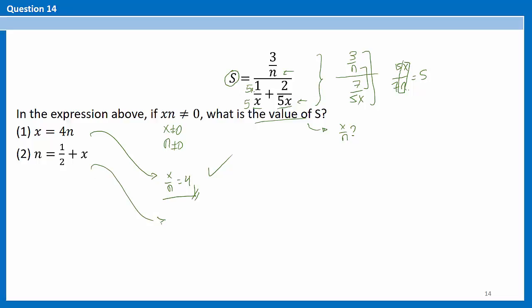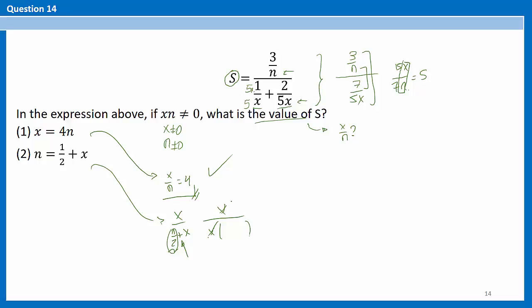If I say x over n, I would have x over n, which is 1/2 plus x. And now x cannot get simplified, because in order to be simplified, I first need to factor out the x. I mean, they both need to have an x, and then I could simplify. But since it's just adding and there is no x in n over 2, I cannot simplify.